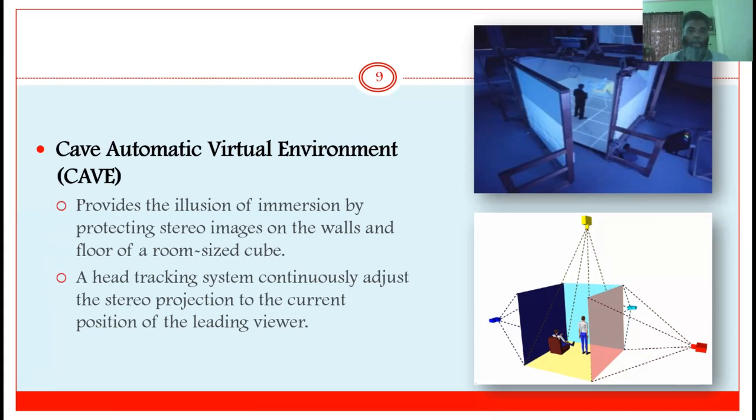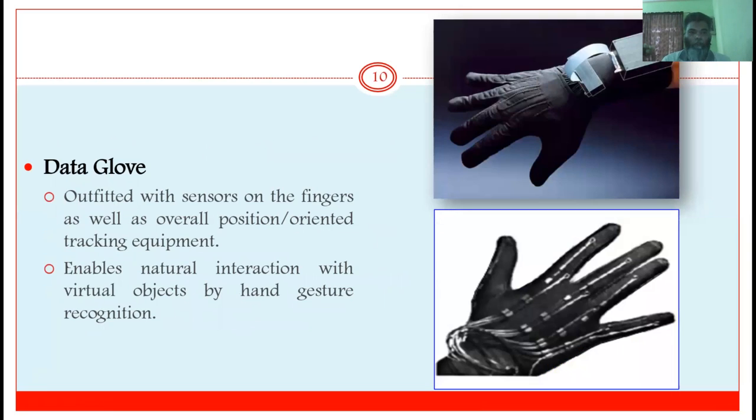So Cave Automatic Virtual Environment provides the illusion of immersion by projecting stereo images on the walls and floors of a room-sized cube. And a head tracking system continuously adjusts the stereo projection to the current position of the leading viewer. Then comes Data Glove, which is also called wired glove or cyber glove.